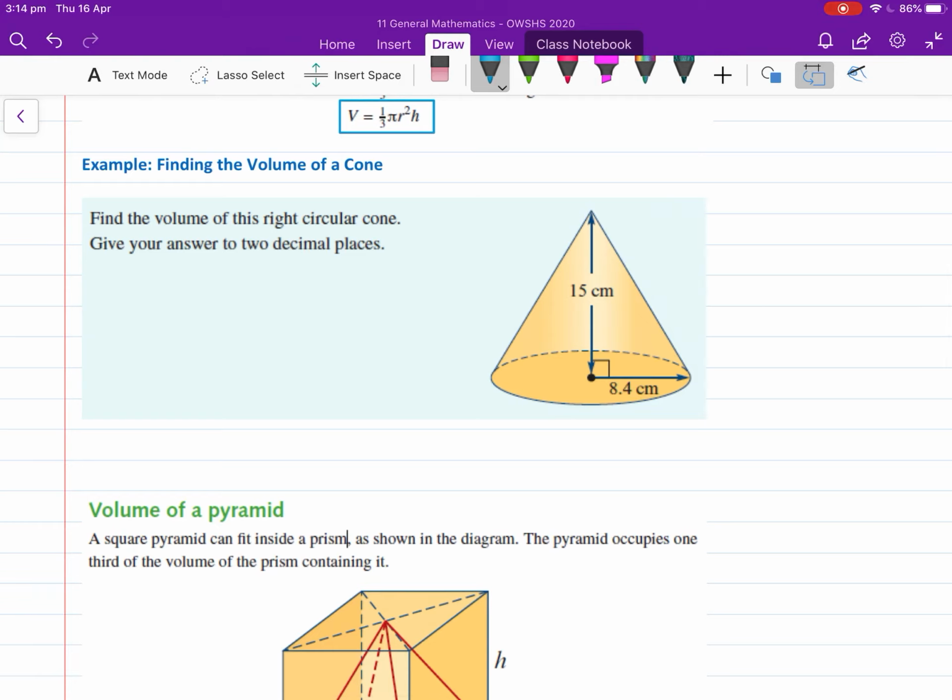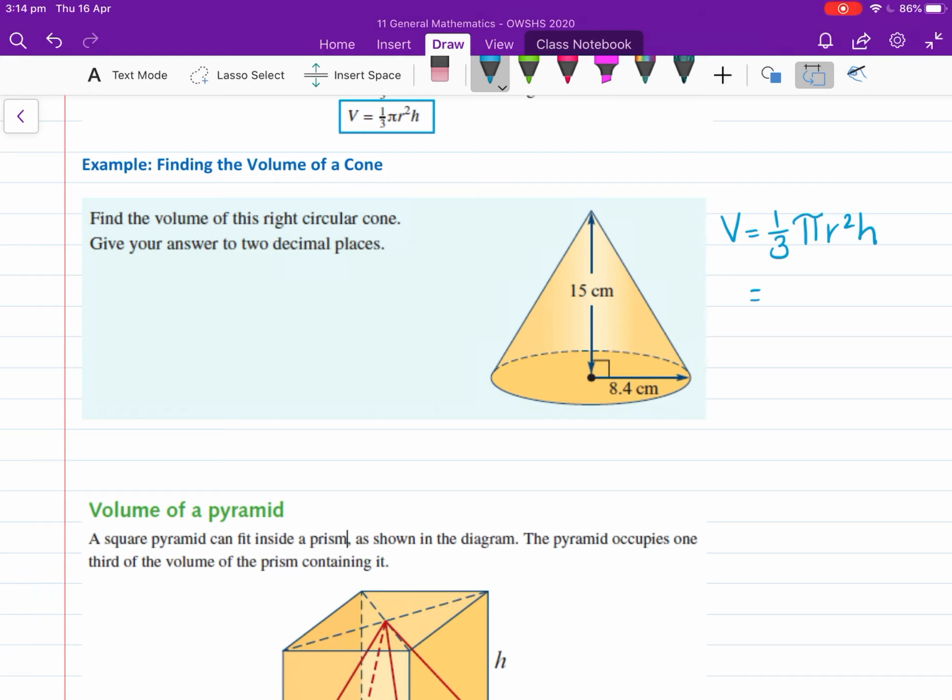So for our cone below, we can write our rule. Our first step is always to write the rule. So volume equals 1/3 pi r squared height. And we know that each of those are actually being multiplied, we just don't write those in maths. So our second step is then to identify which variables we have, what's our radius and what's our height, and then to substitute those values into the formula.